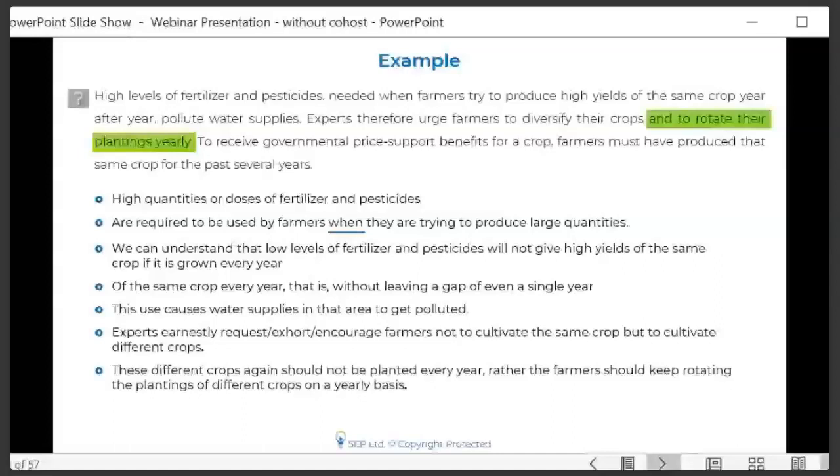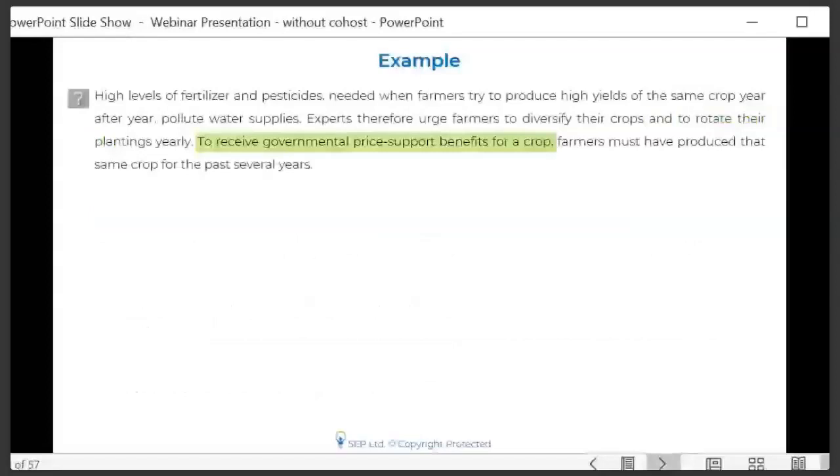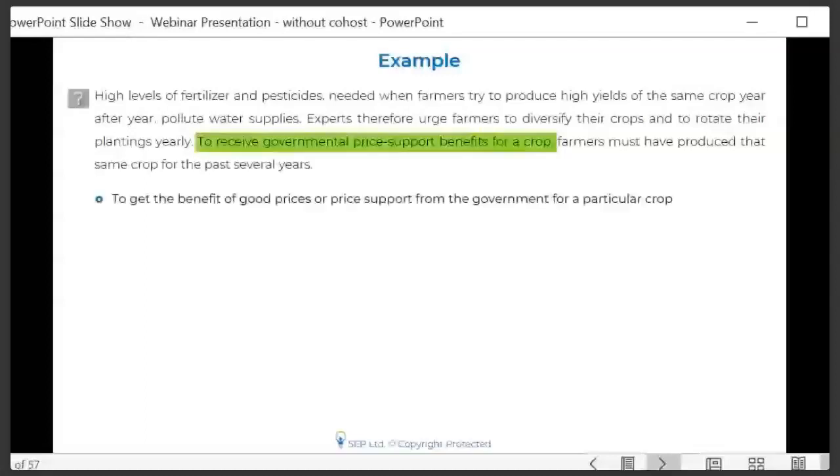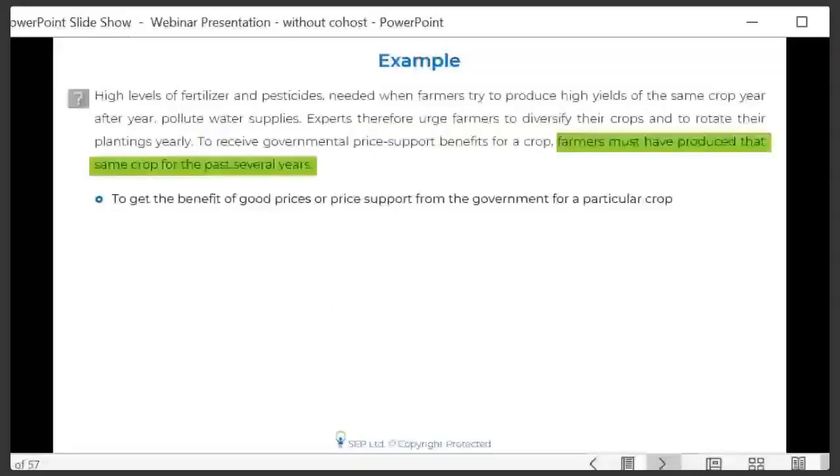To receive governmental price support benefits for a crop. Okay, so what does this mean? In order to get the benefit of good prices or price support from the government for a particular crop, what should the farmers do? The farmers must have produced that same crop for the past several years. All right. So, in order to get the price benefit from the government, it is mandatory for the farmer to have produced the same crop for past several years.